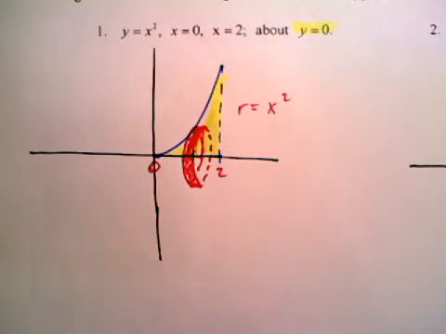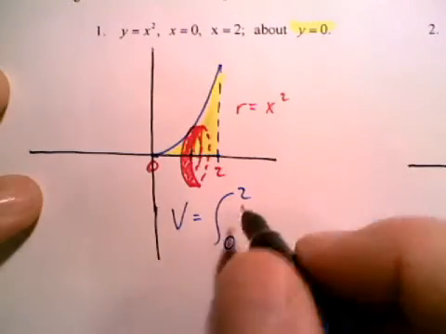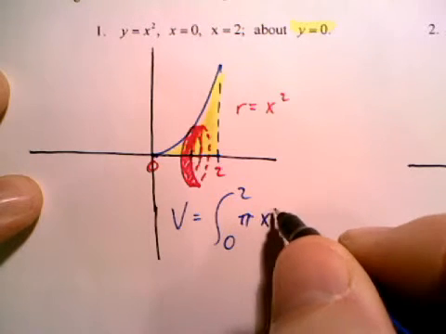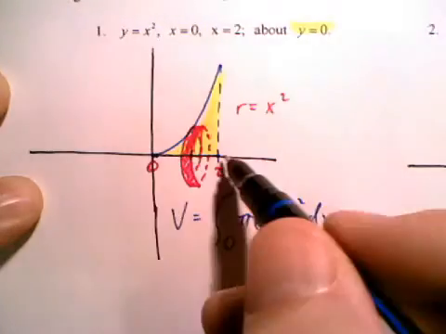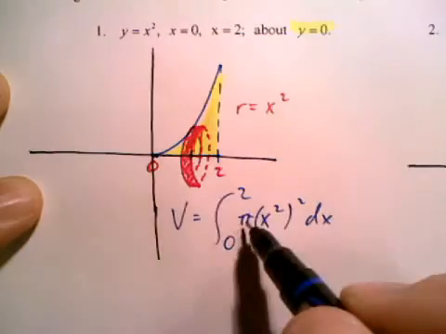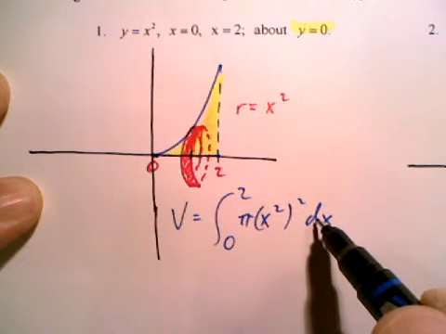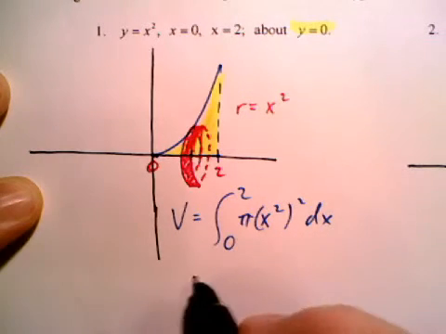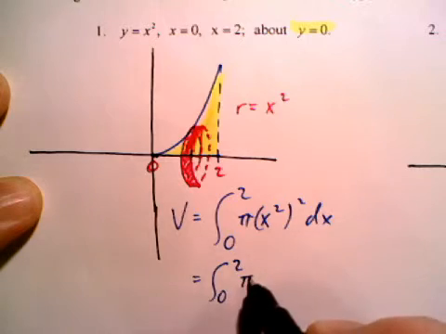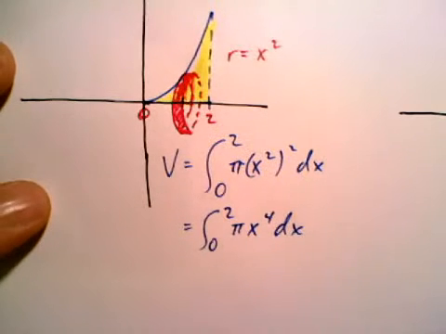So we get the volume is equal to the integral from 0 to 2 of pi r squared dx, because we're integrating from left to right. The volume of one disk is pi r squared, which is the area of the face, multiplied by the thickness of the disk, which is dx. So we get the integral from 0 to 2 of pi x to the 4th dx, and type that into the calculator real quick.